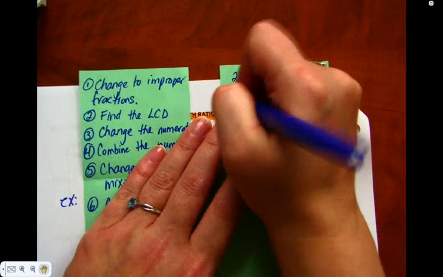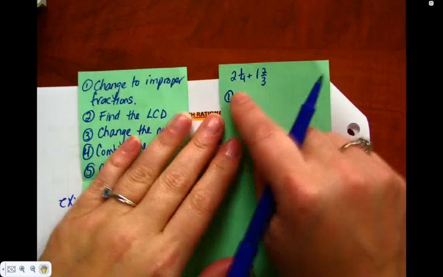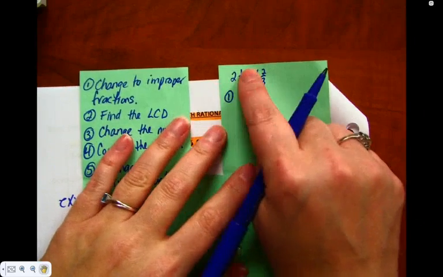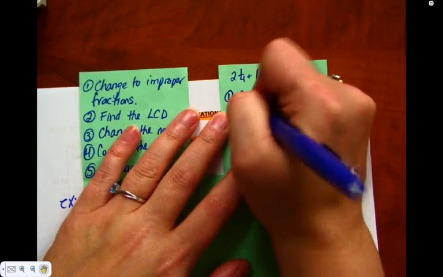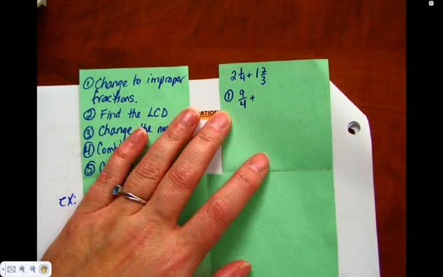So I'm going to number the steps so that it's going to correspond to the other side. So when you're like, what's step 1? Now you'll know that's change to improper fractions. We did this last week. Who can remember? How do we change a mixed to an improper? Multiply by the bottom, add the top. So 4 times 2 plus 1. 3 times 1 plus 2.